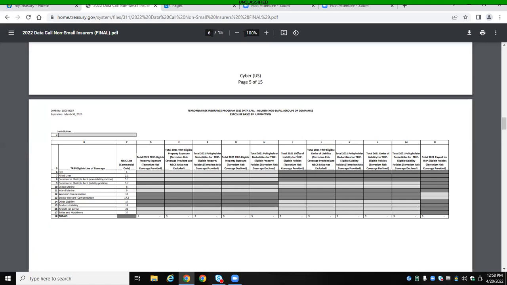In addition, once again, the rating bureaus will provide payroll information for the workers' compensation line. However, payroll information applicable to excess workers' comp will need to be supplied by the reporting group or company.